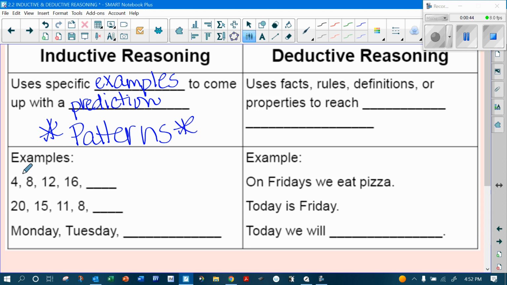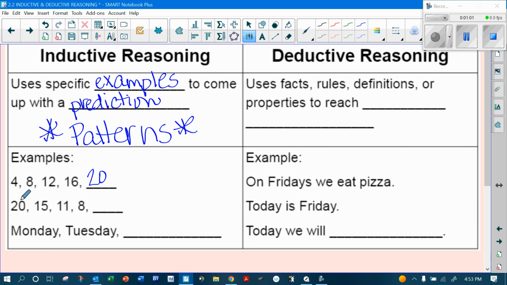So for example, 4, 8, 12, 16. So what do you think the next number is? I hope you said 20 because they're increasing by 4, which is the pattern. So we predicted 20 based on the previous.